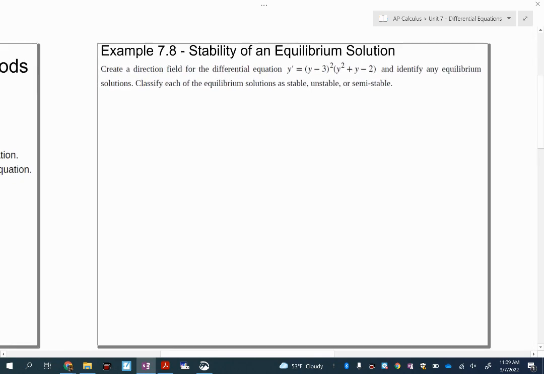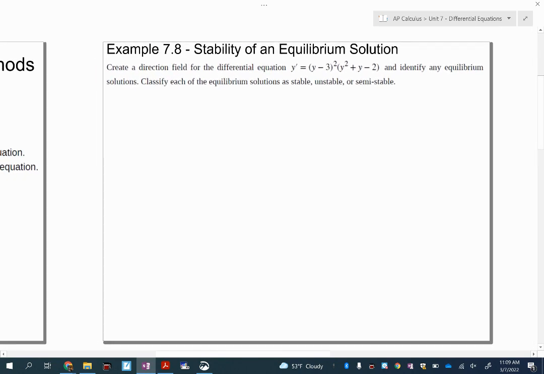So I'm going to look at this differential equation right here, and we're going to create one. I'm going to show you how to create one on Desmos, but I'll also put the one from the book on the screen. And then we're going to look at the equilibrium solutions to this, which essentially just make the right-hand side become 0, and classify those solutions based on what we see in the field.